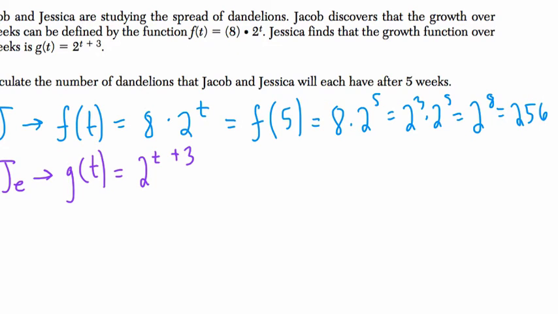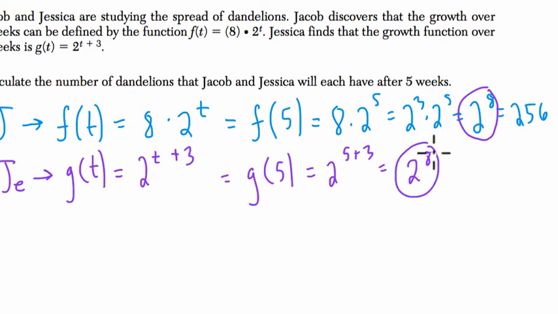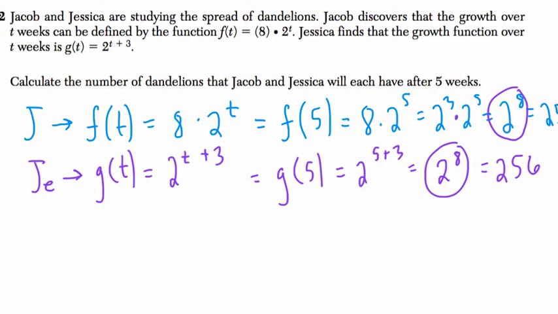And then for Jessica, here you can see it would be g of 5. So that's 2 to the 5 plus 3, which is still equal to 2 to the 8th. You can see that these are equal, right? That's why I wrote it out this way, so you can see the laws of exponents showing equivalence. And that's 256 as well. So in both cases, we get 256.